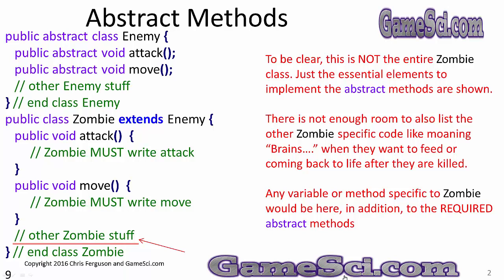There's not enough room here to also show the other zombie specific code, like moaning brains when they want to feed or coming back to life after they're killed. There'll be other code in this class. We just haven't shown it because it doesn't fit. Any variable or method specific to zombie would be here, in addition to the required abstract methods.